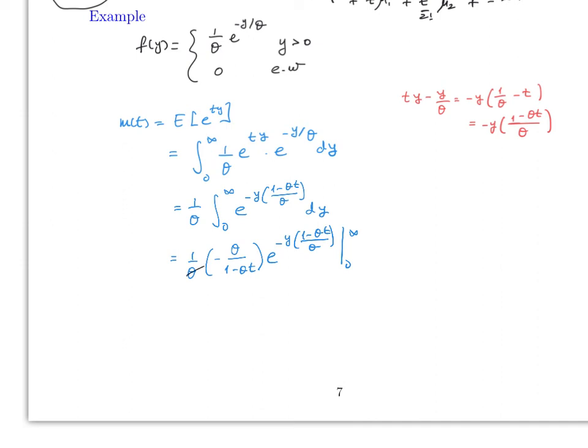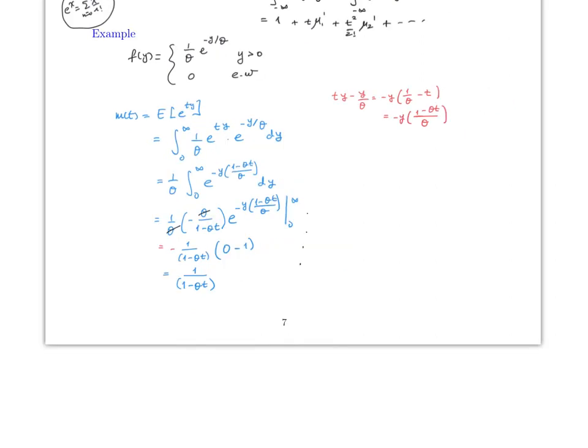Alright, notice that the thetas will cancel, so therefore this will give you minus... Actually, let me write it like this. You will have minus 1. If you plug in infinity, it will give you 0, and then if you plug in 0 for y, it will give you 1. So this will be 1 over 1 minus theta t. So that's the moment generating function.